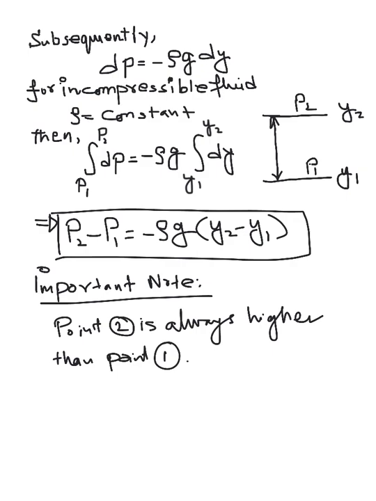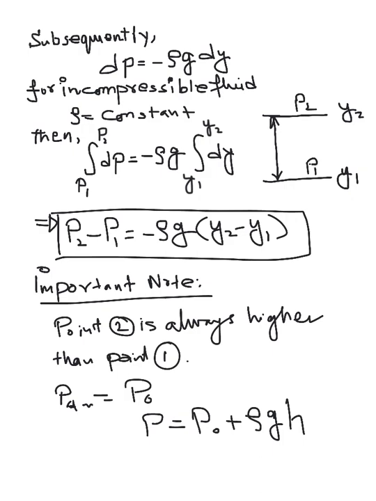Now further, for atmospheric pressure P0, for example, this equation can be simplified for determining the pressure at a point within the container to this form: P0 plus rho g h, where h is the height of the point where you want to calculate the pressure.